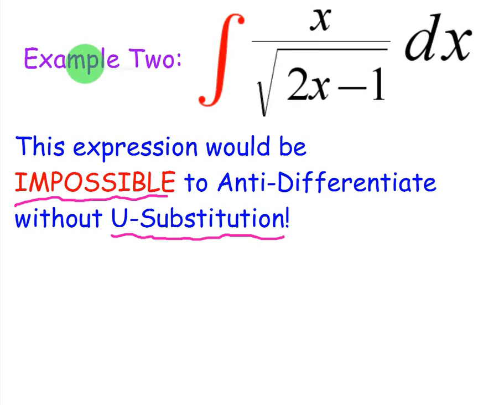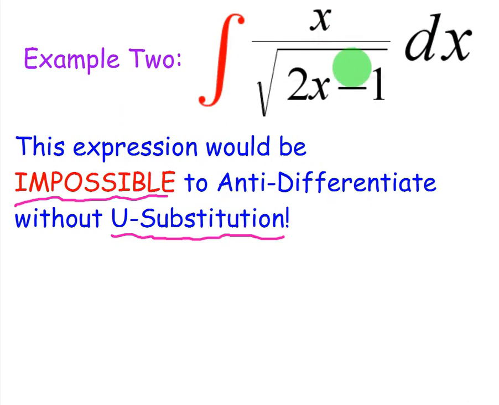Let's take a look at example 2 of U-substitution. We have the antiderivative of x over the square root of 2x minus 1 dx. I want to go ahead and talk about, again, how to figure out what your u is, which most students find the most challenging part of U-substitution. Again, this would be impossible to do without U-substitution.